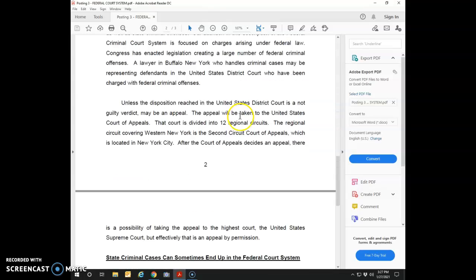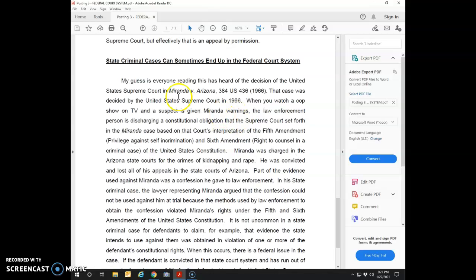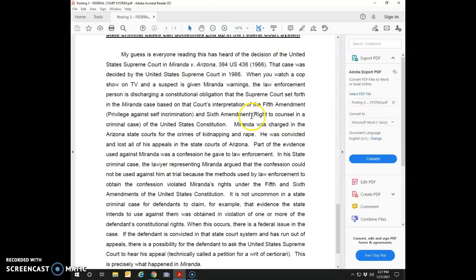What I want to spend the rest of our time on is the possibility that a state criminal case also can end up in the federal court system. And I use the case of Miranda versus Arizona because most of us have seen one of those law enforcement shows on TV or in a movie where defendants or suspects, better said, are giving their Miranda warnings. And so what happens is, and actually some of us were around for part of it, in the 1960s and early 1970s, the Supreme Court interpreted the Federal Bill of Rights quite expansively and gave state criminal court defendants, emphasize state criminal court defendants, rights that had previously only been granted to federal criminal court defendants.